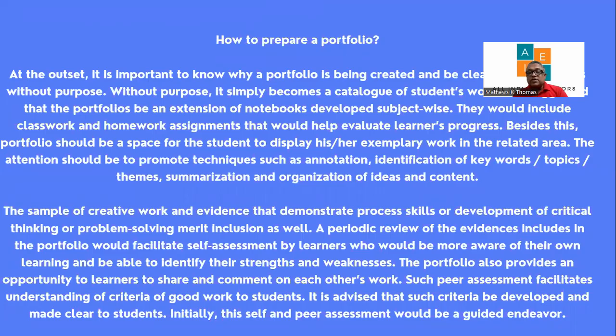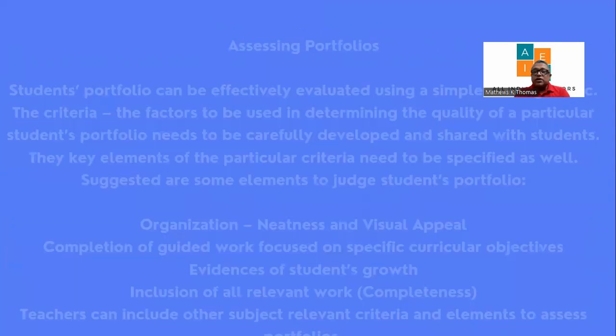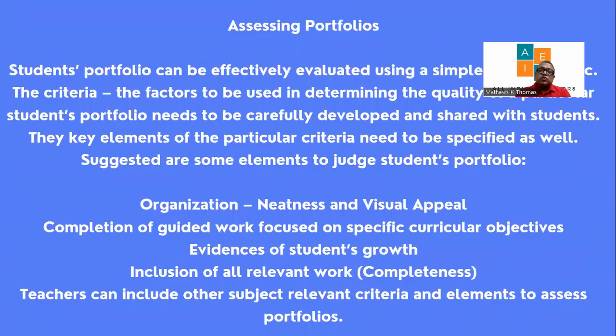There could be parameters like neatness, submission on time, completeness of work, how creative it is, and all these parameters you can decide and give the marks. So how the child has organized the entire portfolio and kept it, accordingly, 5 marks you can give.